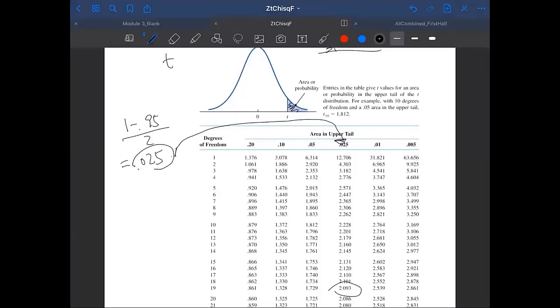So what is this called? Is this a probability, or a score, or a multiplier? What is it called? The T multiplier. It's called the T multiplier, right? Okay, good.